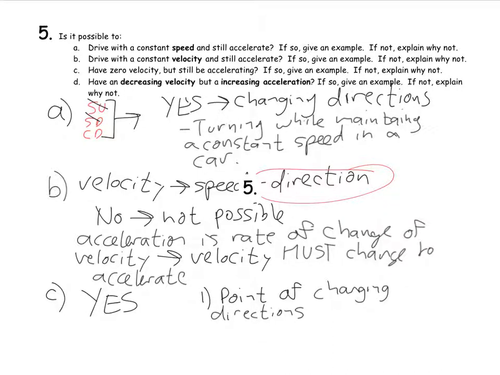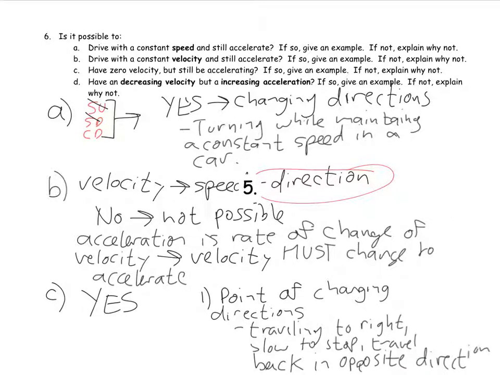So that would be like the situation where an object's traveling to the right, slows down to a stop, and then begins traveling back in the opposite direction. There's many examples of this, but the basic idea is we're going to have the object going to the right, slowing down to a stop, and eventually going back in the opposite direction. This point right here, as we're transitioning from going to the right to going to the left, is a situation where we have zero velocity, but we still are accelerating.